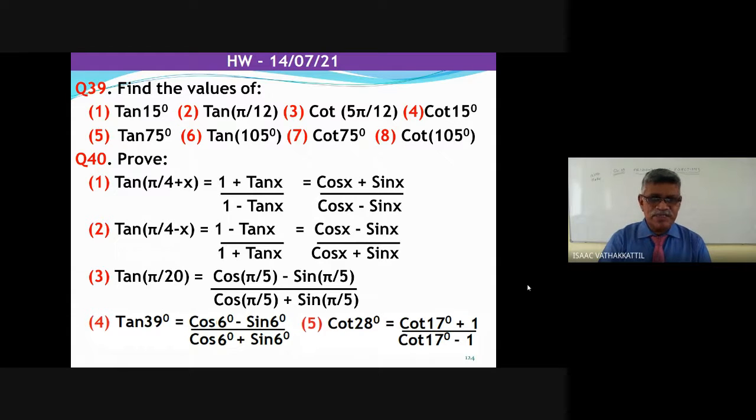Tan of pi by 4 plus x and tan of pi by 4 minus x, we have done it, because I am asking you to do it again. You have to do it again and keep it in your mind as a formula. Tan pi by 12, tan pi by 20.